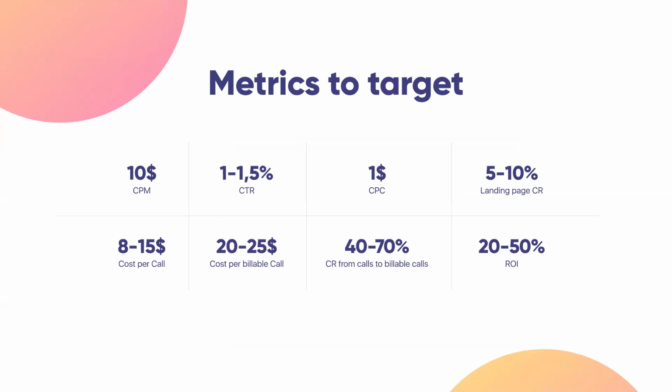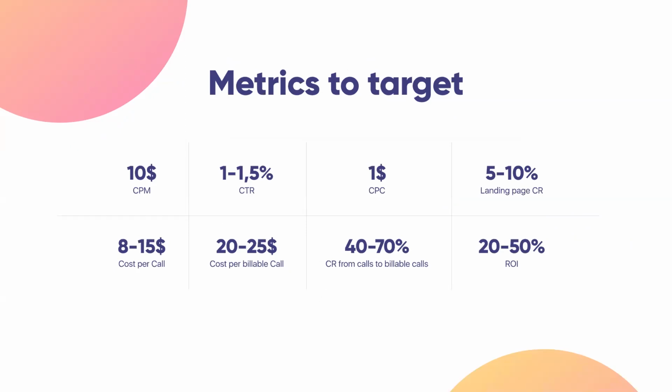And now let's talk about the metrics to target. Of course, different creatives and different targeting options may result in different results. But on average, we see a CPM of around $10. It can vary, but we'll just say that's the average target CPM for you. If you don't know, CPM is cost per mille, so it's the cost per 1,000 views of your ad.